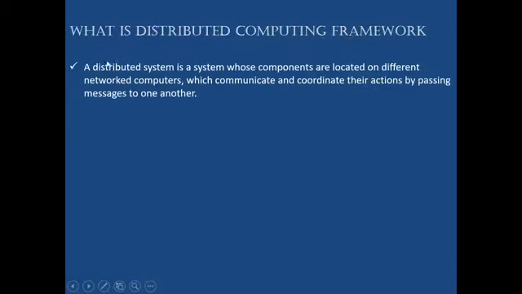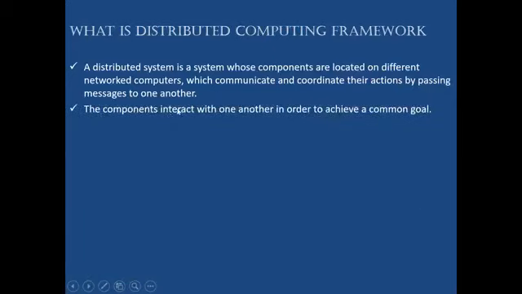What is a distributed computing framework? A distributed system is a system whose components are located on different networked computers, which communicate and coordinate their actions by passing messages to one another. So all the nodes are in different networks, even though all the nodes are going to perform a task for a common goal. The components interact with one another in order to achieve a common goal.